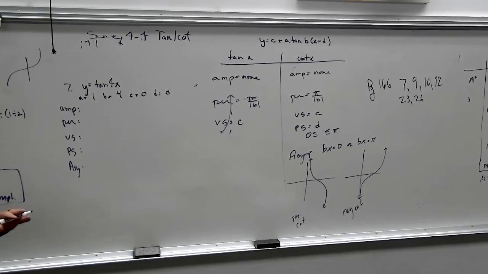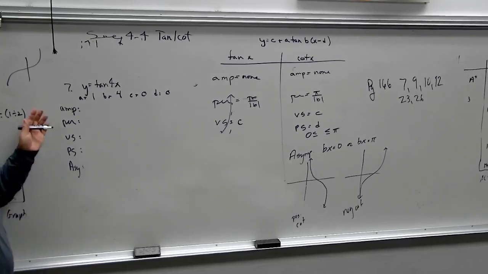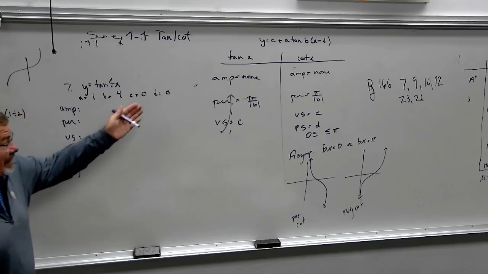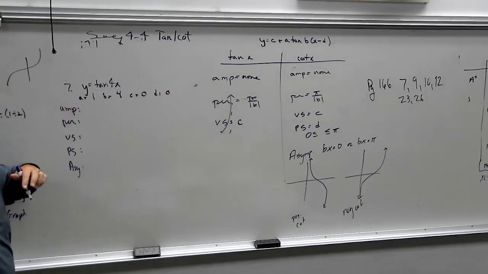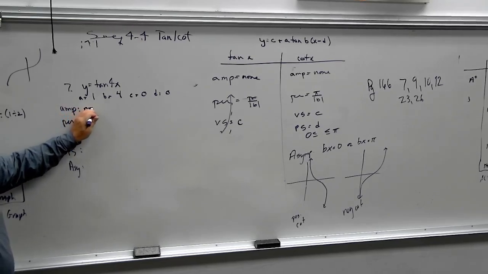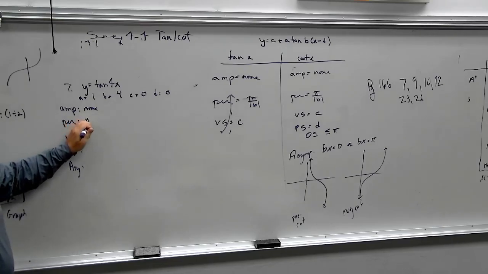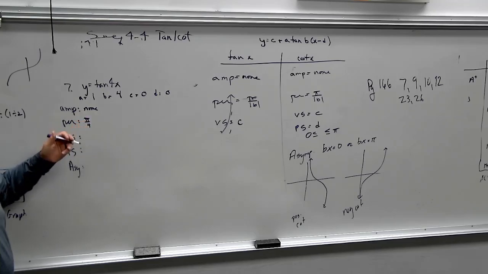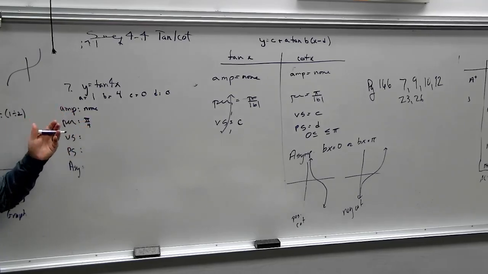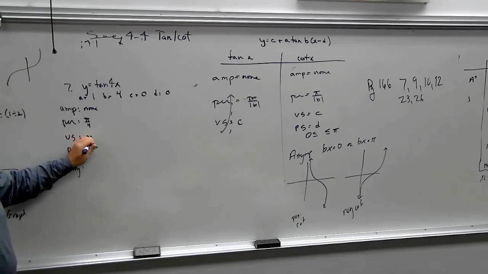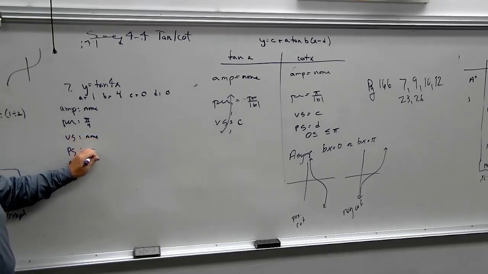Even though it's not graded, you should get in the habit of doing that. Our amplitude is none, right? For some reason I like to put none on those. Our period is pi divided by b. Pi divided by 4, that's the period, pi over 4. Vertical shift, none. Phase shift, none.